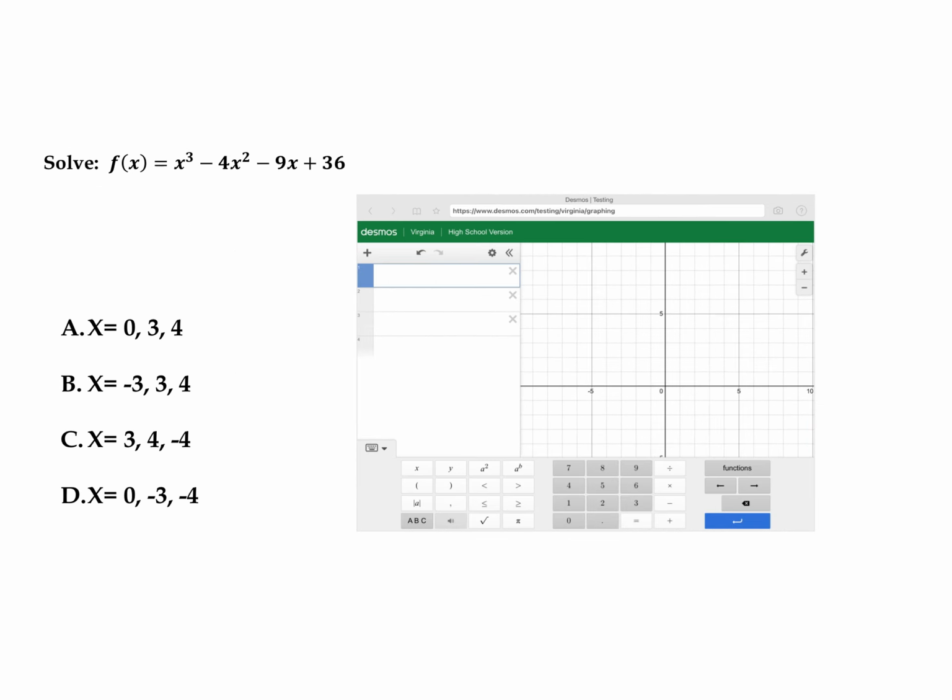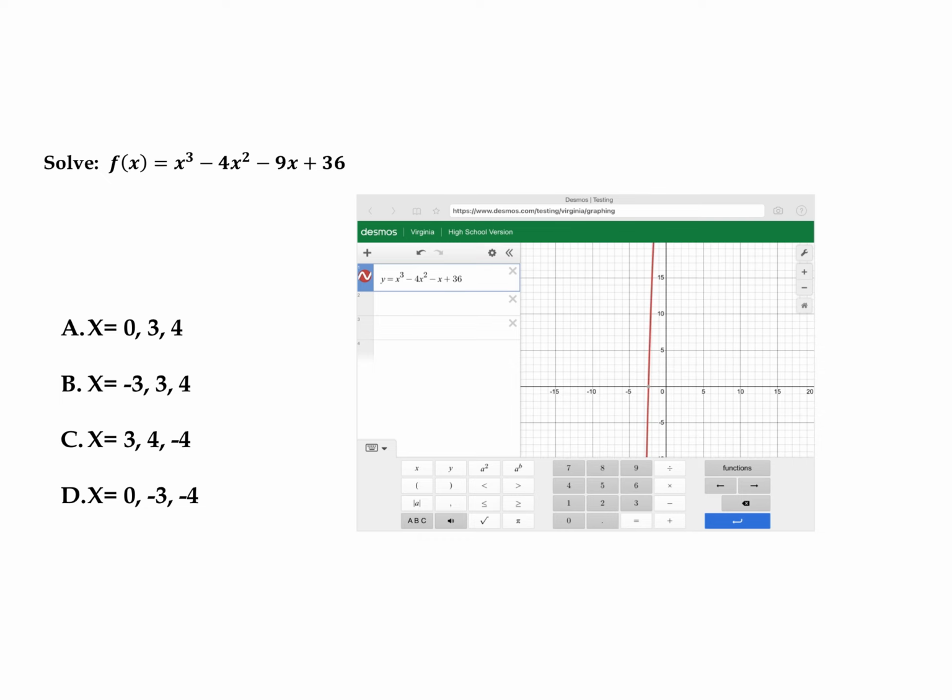All right, on the last problem, it says to solve. That means that we want to find the solutions, the roots, the zeros, whatever we want to call them. We have y is equal to x cubed, and then it is minus 4x squared minus 9x plus 36. And it wants us to find the solutions.